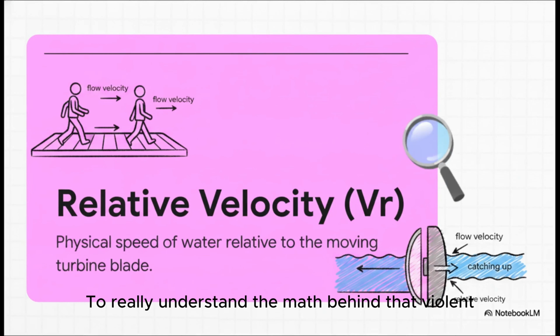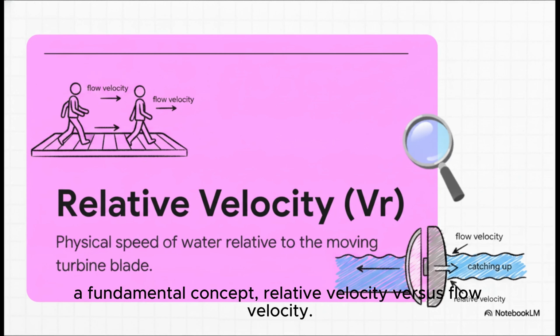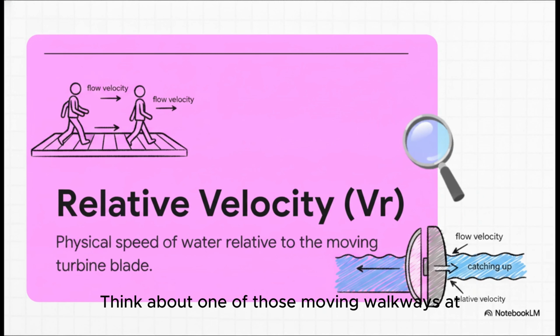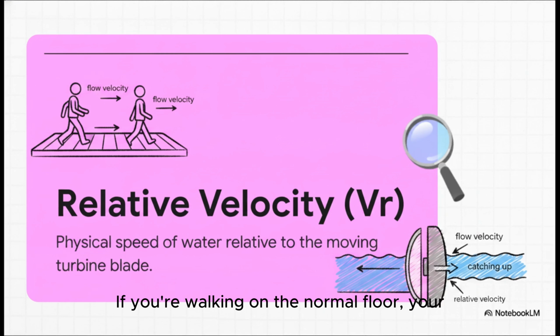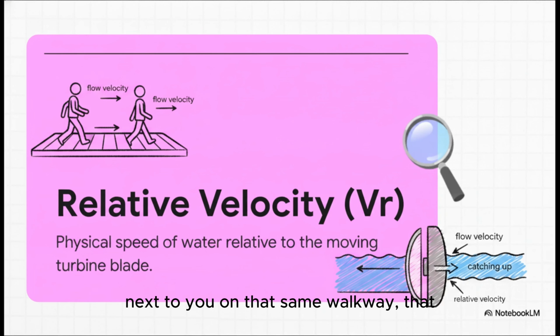To really understand the math behind that violent impact, we have to wrap our heads around a fundamental concept: relative velocity versus flow velocity. Think about one of those moving walkways at the airport. If you're walking on the normal floor, your actual speed is like flow velocity. But if you step onto the moving walkway, your speed relative to someone standing still right next to you on that same walkway, that is your relative velocity. In our turbine, the water is moving, sure, but the blade is also running away from it. The relative velocity is the speed at which the water actually catches up to and strikes the moving metal.